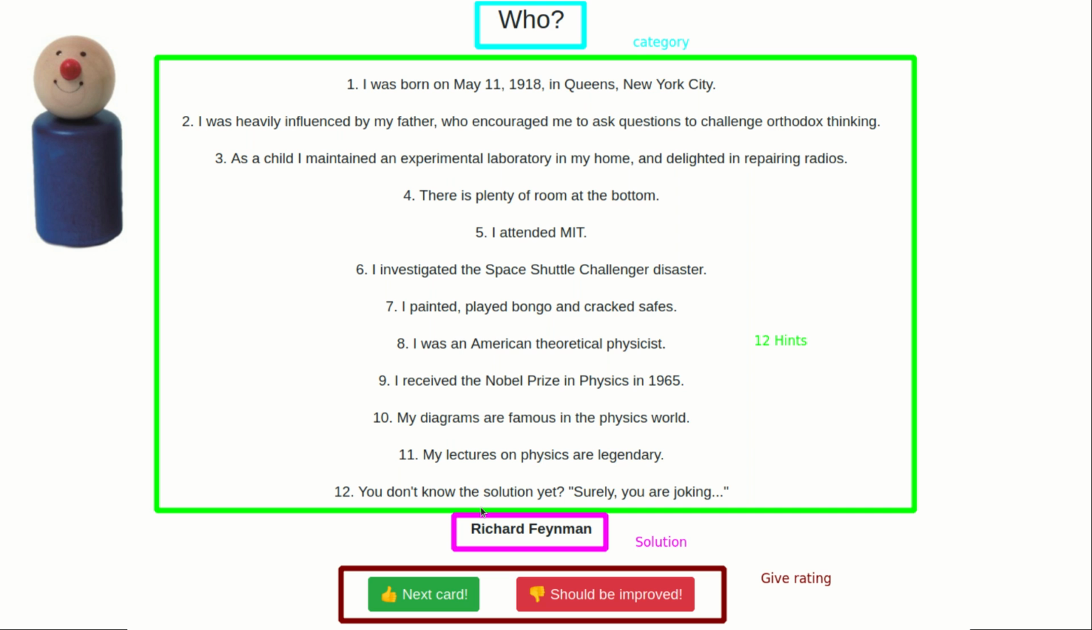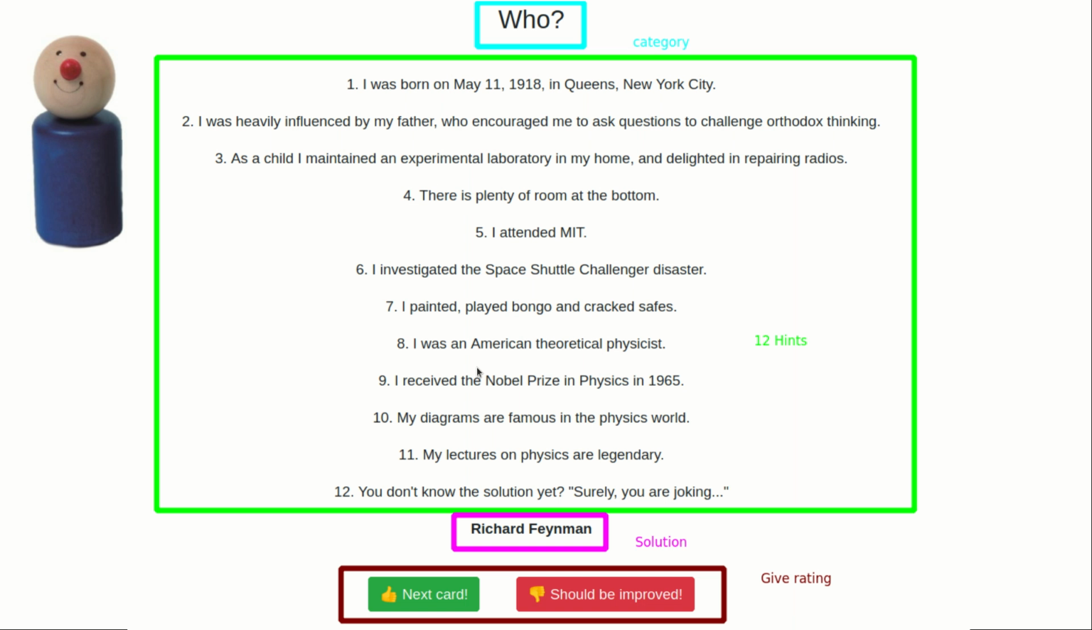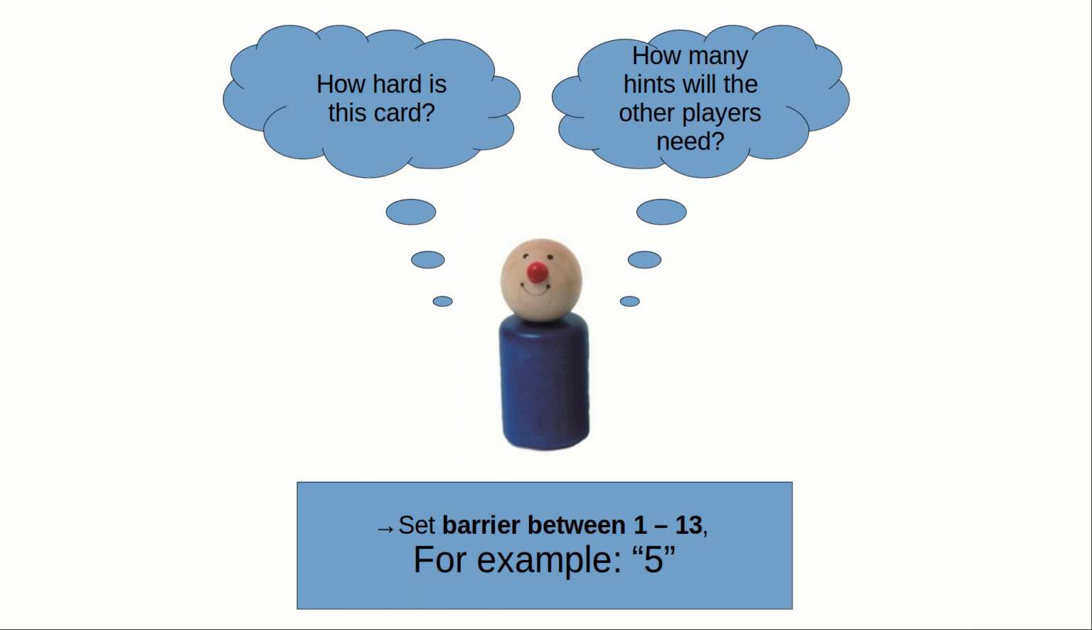And all this comes together, and he then has to think of a barrier. So these two aspects: how hard is the card? What can the other players do? He has to come up with a barrier. And this he has to say out loud to the other players before he gives the first hint. So he says, I set the barrier of 5. And what does this mean if the blue player says, I set the barrier of 5? So keep in mind, the blue player now is the only one who has read this card, Richard Feynman. The other players don't know this card. And he now set barrier 5.